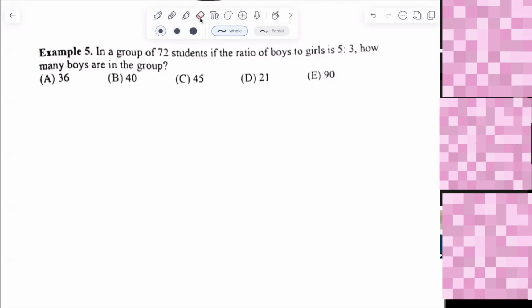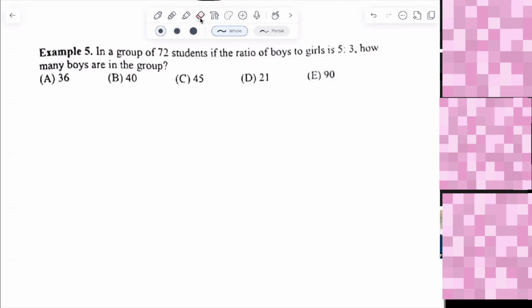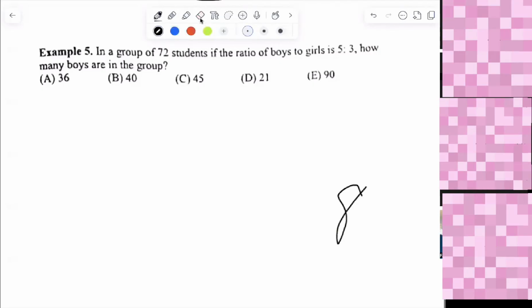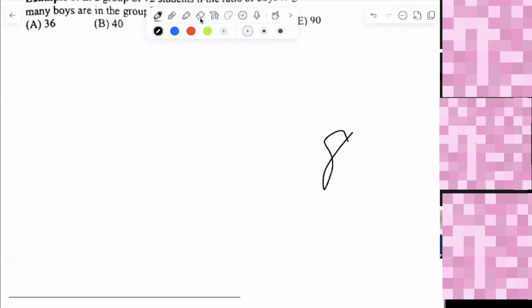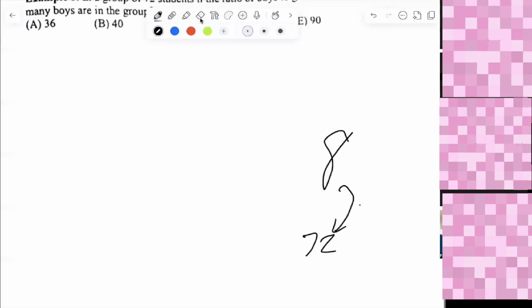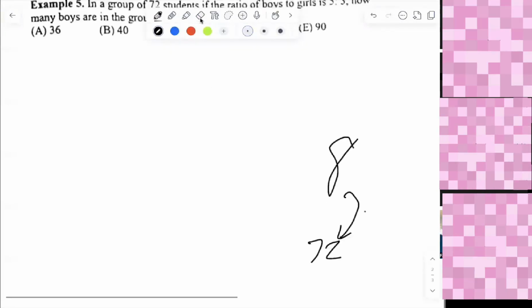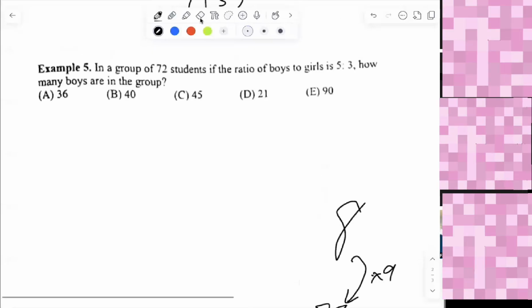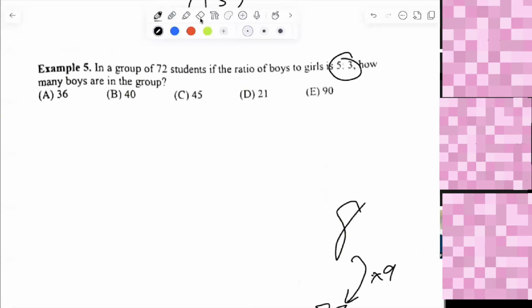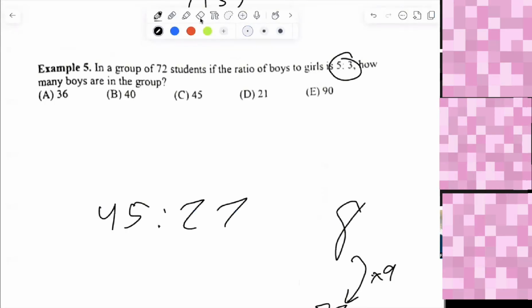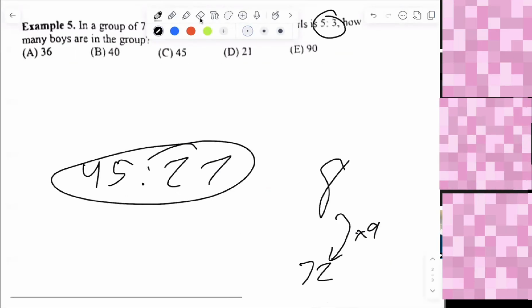So, if we think about adding up all of it, the total will be 8 in this case, right? 8 parts, okay? We have 5 parts for boys and 3 parts for girls. Now, we want to get from 8 to 72. That's the whole point of ratios and rates. Well, that's only by multiplying by 9. You multiply by 9 for each of these, 5 and 3, we get 45 and 27. This adds up to 72 in D.